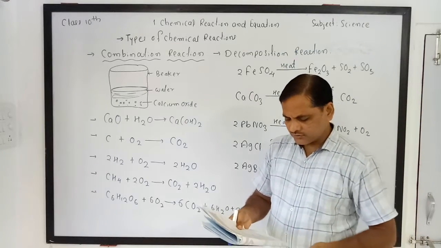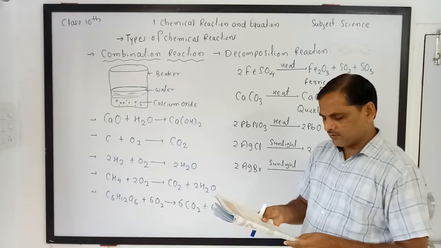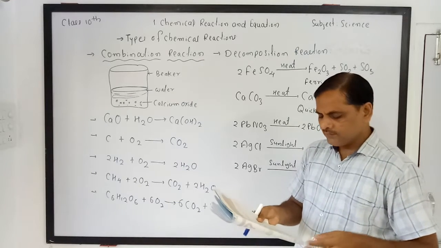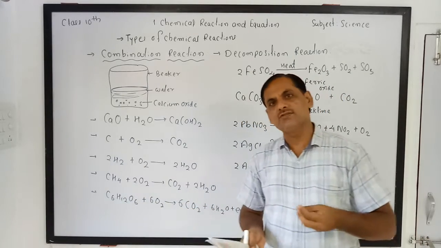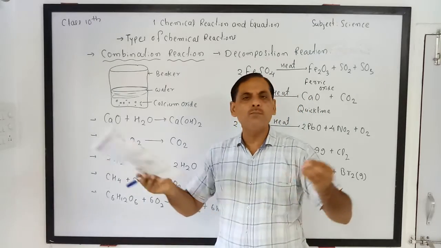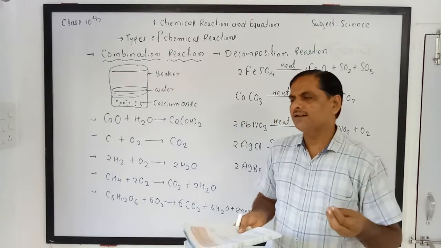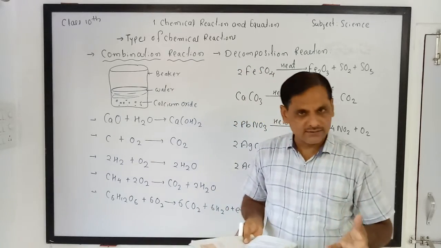The decomposition of vegetable matter into compost is also an example of an exothermic reaction. Decomposition means breakdown. Decomposition is a word of chemistry as well as biology. Clear? Decomposition means different types of bacteria. What do bacteria do? They divide food particles and solid substances into small parts.